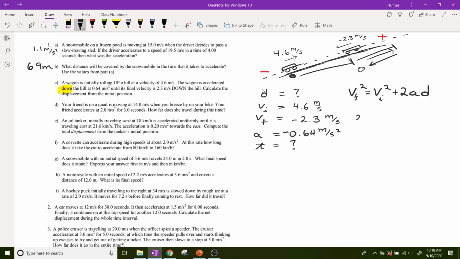So VF is negative 2.3 quantity squared equals 4.6 quantity squared plus 2 times negative 0.64 times the displacement. And now we've got to do a little bit of number crunching.